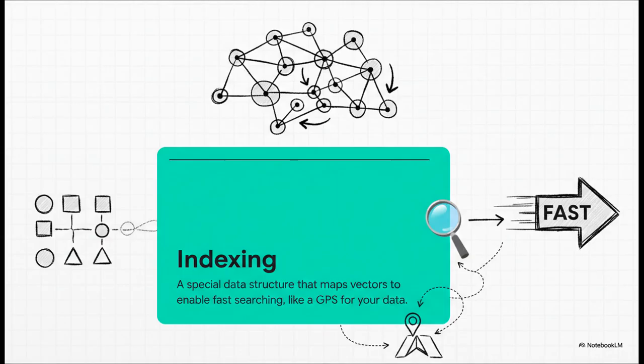It organizes those millions of vectors into a special, super efficient structure. This structure is basically a map, letting a search query instantly zip to the right neighborhood of vectors without having to waste time checking every single one. That's the secret that makes this kind of similarity search so unbelievably fast.